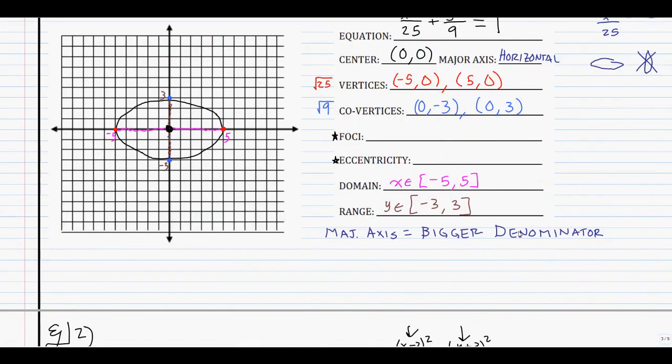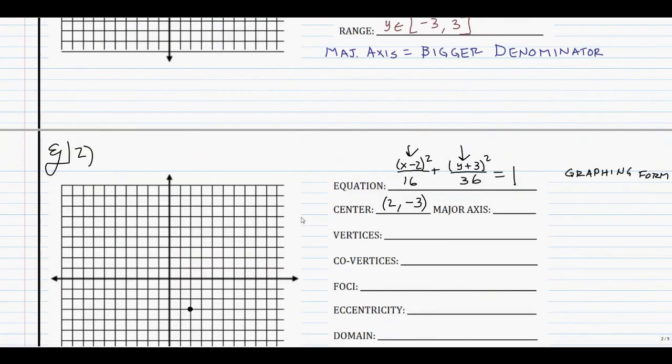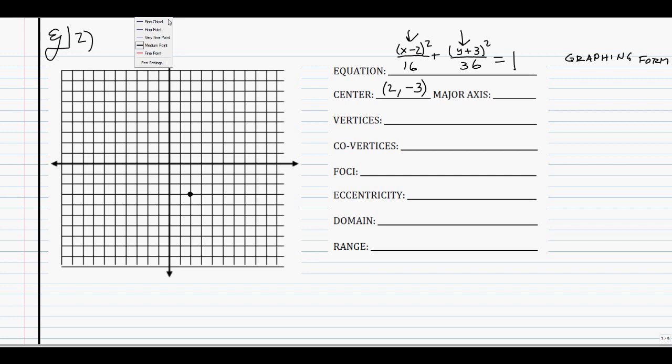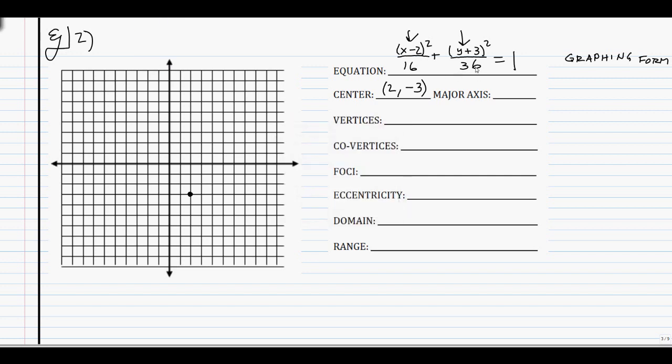Second, my major axis. Remember the last time, the way we found that major axis was by looking at the denominators and seeing which one is bigger. Looking at this one, we have a different case than last time. In this equation, the bigger denominator is right here, 36. Since 36 is bigger, the y term has the bigger denominator, which means we're going to have a vertical major axis. What that means is that our ellipse is going to look more like this than like this. It's going to be a taller ellipse than a longer ellipse.